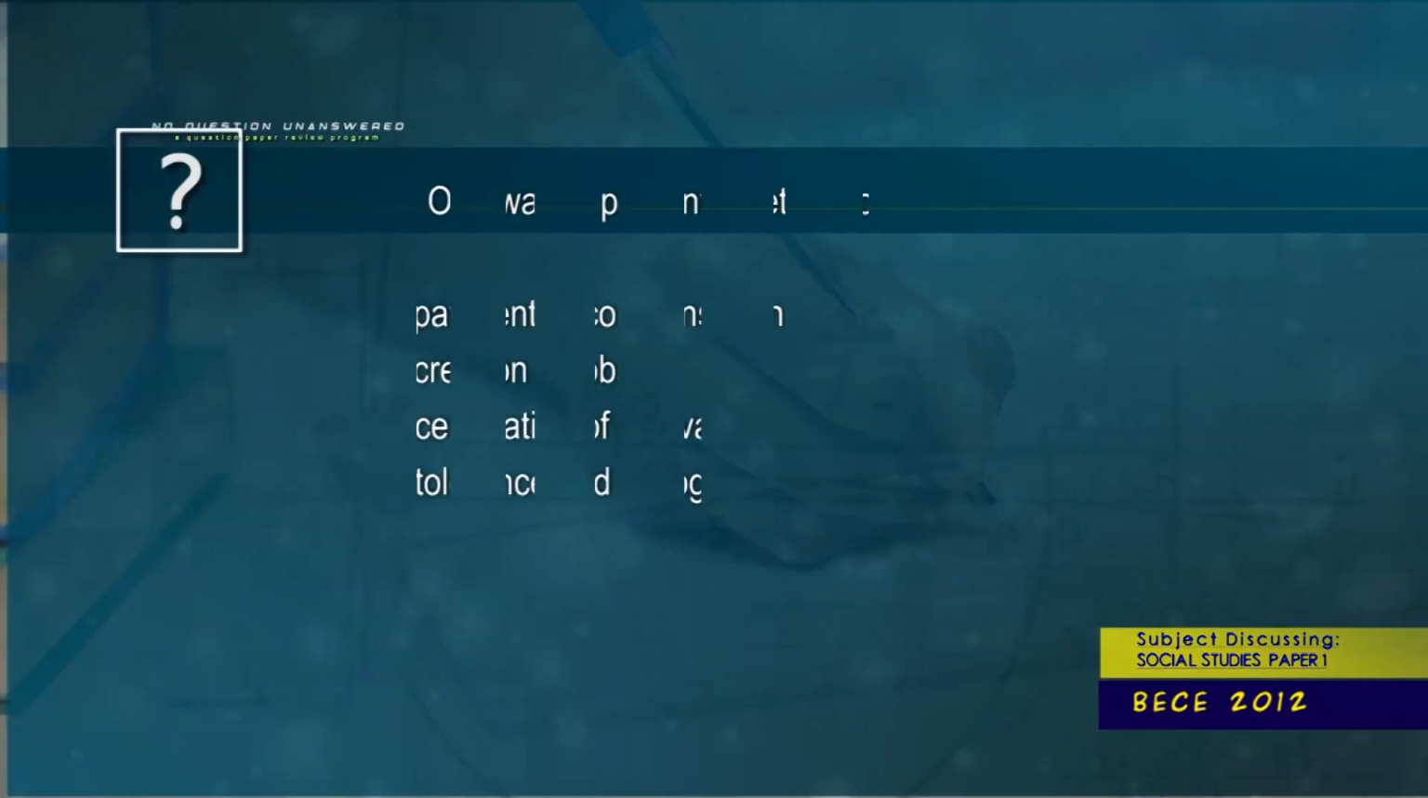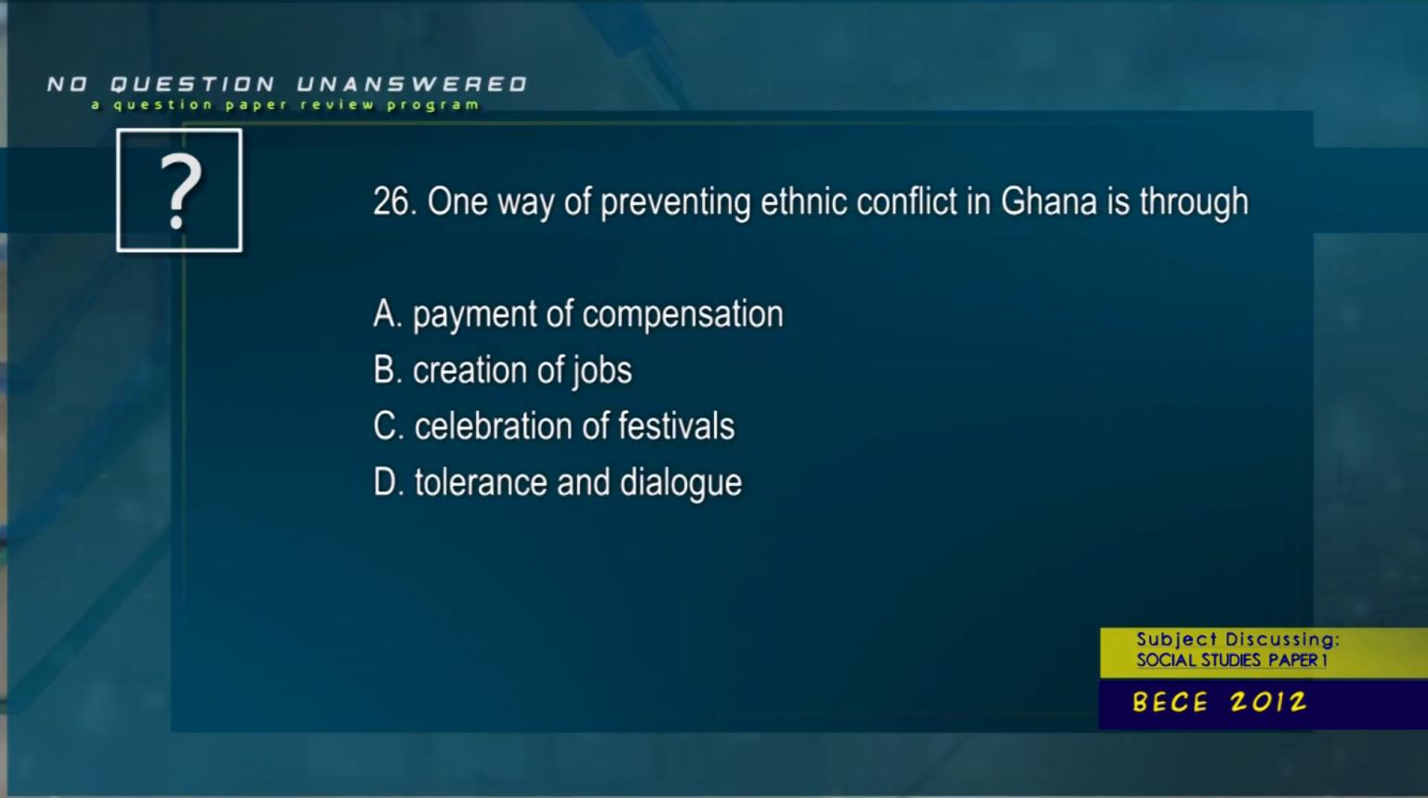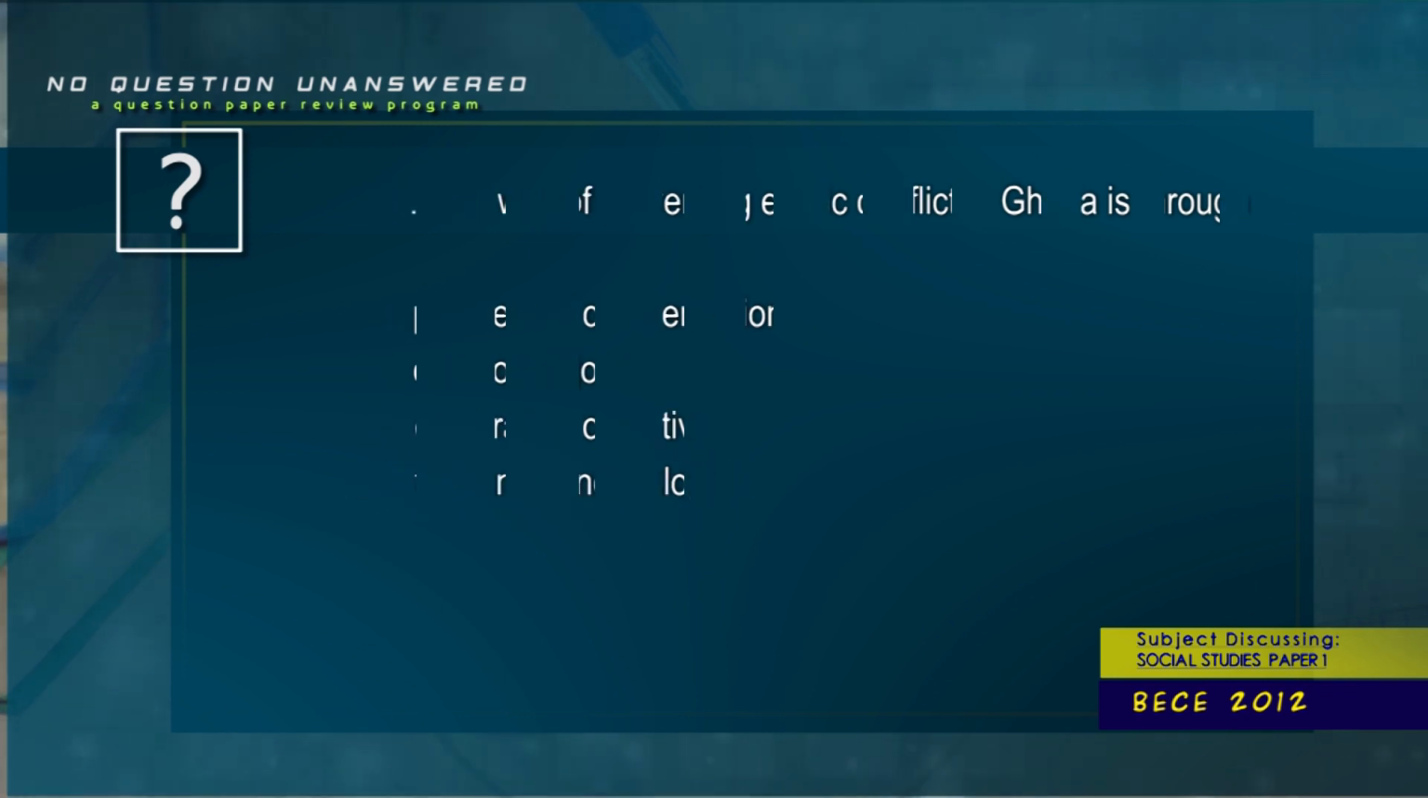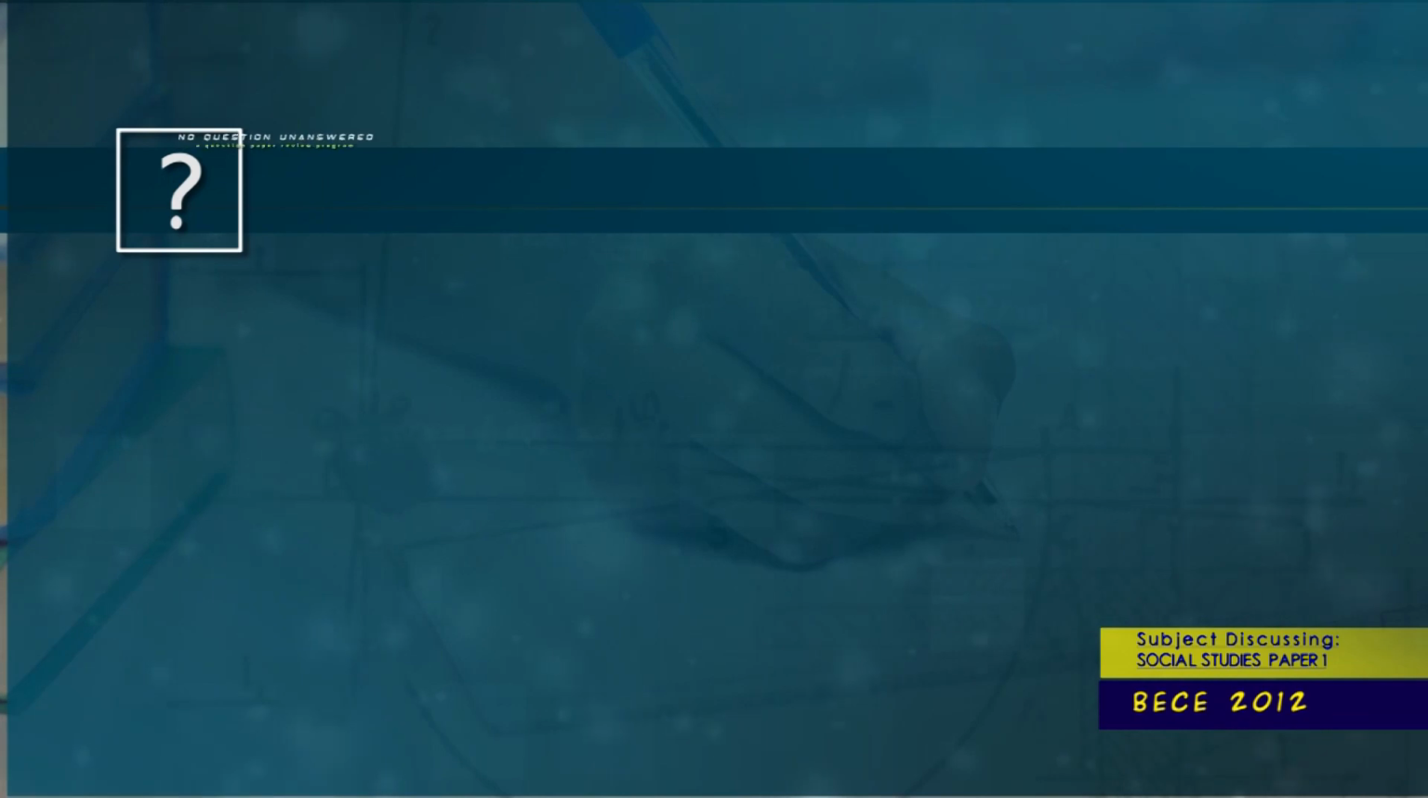26. One way of preventing ethnic conflict in Ghana is through A, payment of compensation, B, creation of jobs, C, celebration of festivals, and D, tolerance and dialogue. One sure way of preventing ethnic conflict in Ghana is tolerance and dialogue. Tolerance, that is tolerating others' views, regardless of their political affiliation, their gender, their social status, etc. So the correct answer is D.